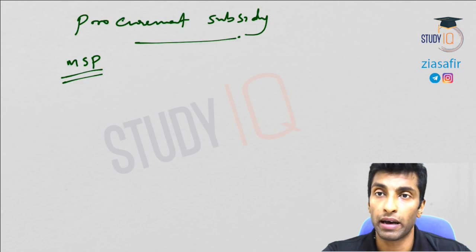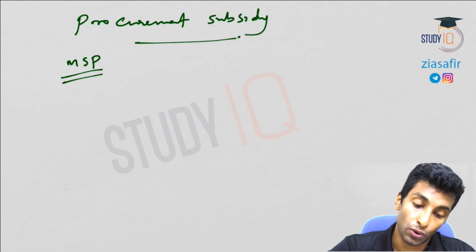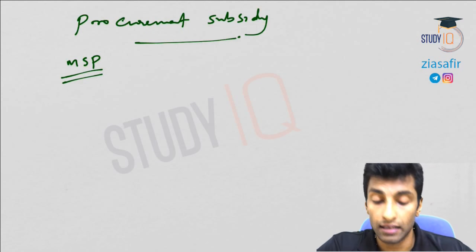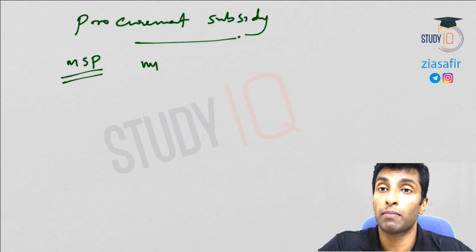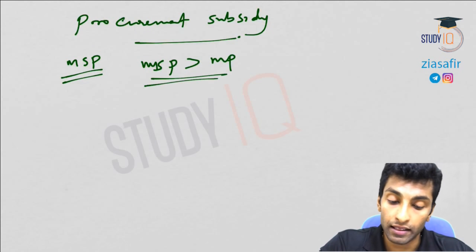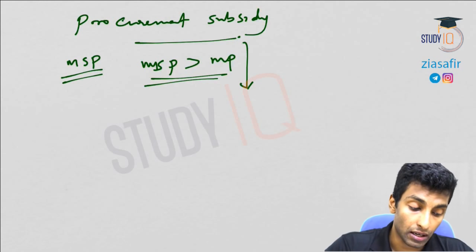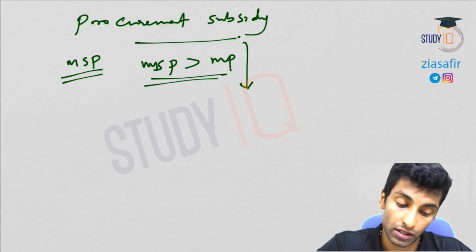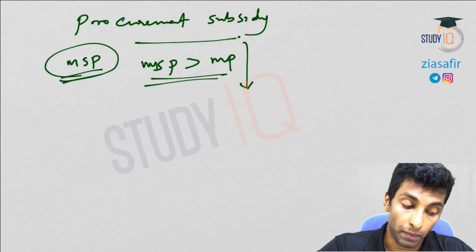It all depends on demand and supply, right? So markets work only on the basis of demand and supply. There is nothing which is fixed in the market. So if the government is procuring beyond the market price, if MSP is greater than the market price, then this procurement subsidy will come. Now this MSP itself is a subsidy, right? Because of this, what is the problem?